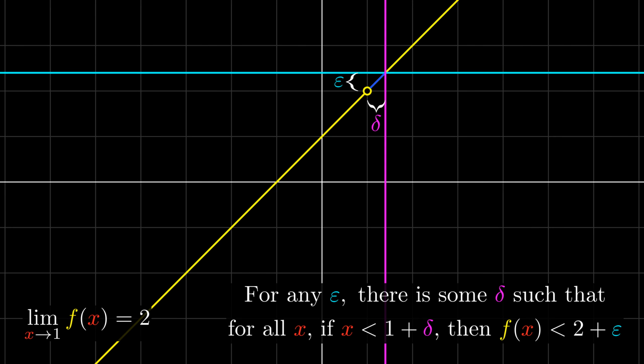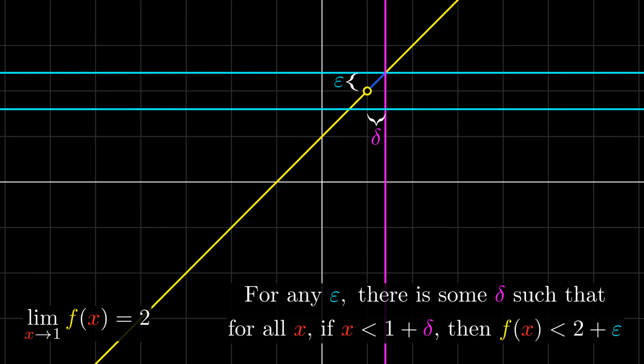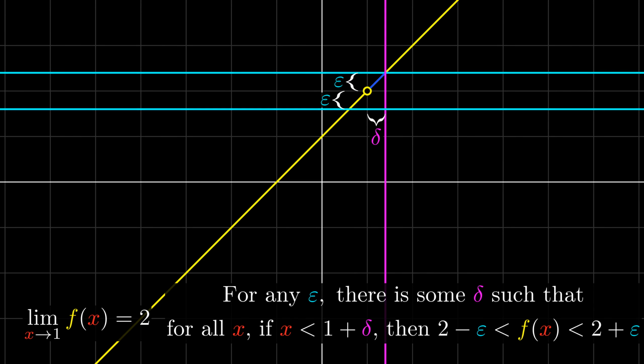This line up here gives an upper bound on the function. All we need to do is produce a similar line to give a lower bound on the function. To make things simpler, let's say that the distance to this lower bound is also epsilon. Then the definition changes to say that f of x must also be greater than 2 minus epsilon.